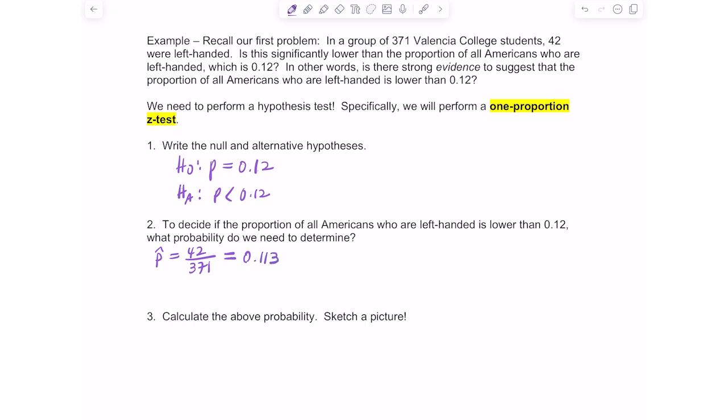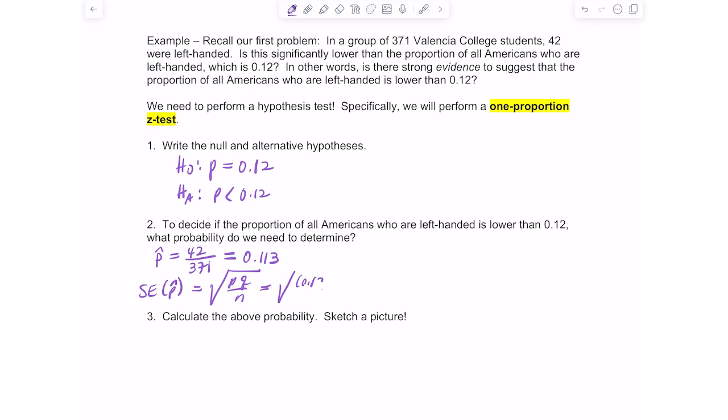We need to find the standard error of p hat. So for this one, we're going to go back to the square root of p times q over n. And p here is 0.12. That's my claim.